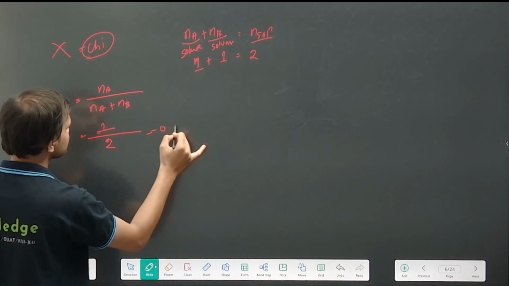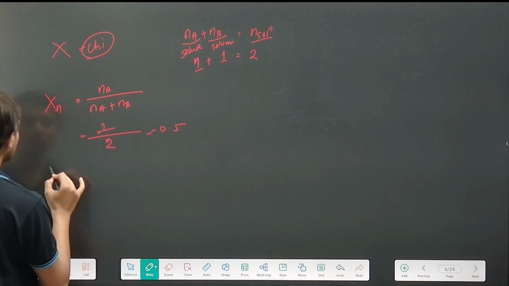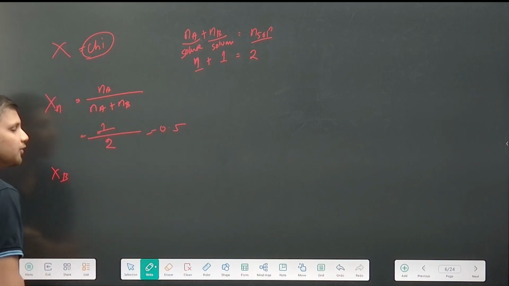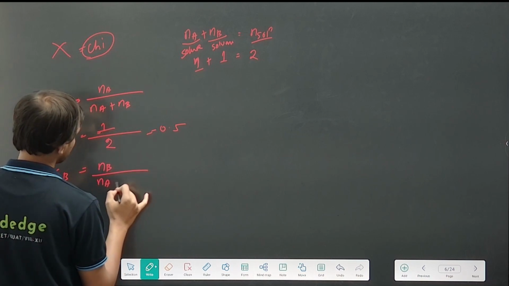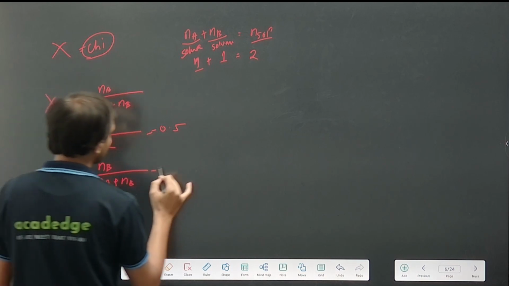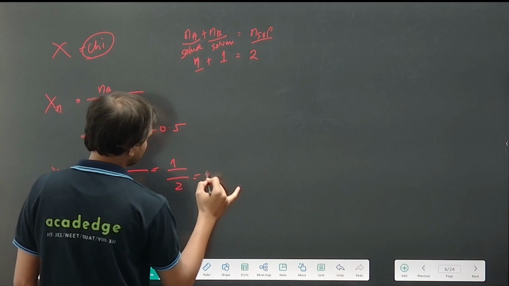So it is coming out to be 0.5. Again, if I'm talking about the mole fraction of B, that means if I want to calculate the mole fraction of the water, here also it will be the number of moles of B by the total number of moles, that is Na plus Nb. So here I'm going to have 1 by 2, which equals 0.5 again.